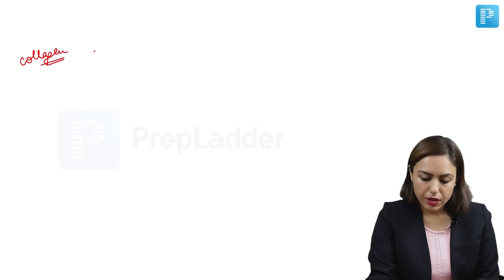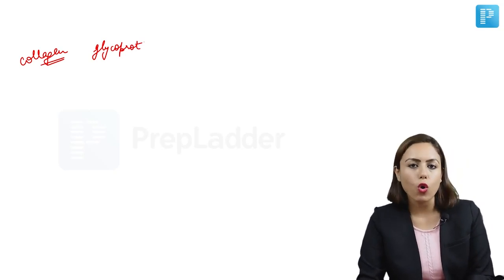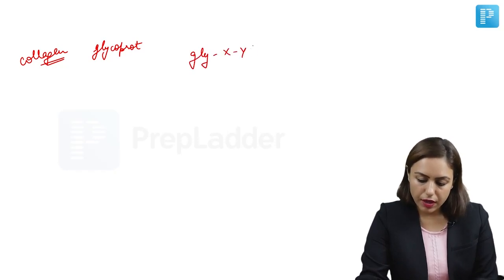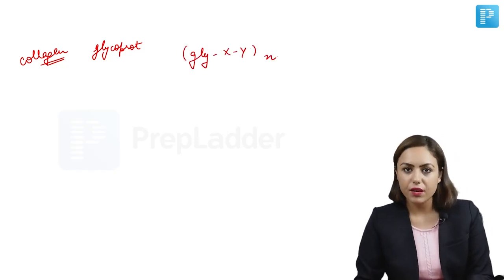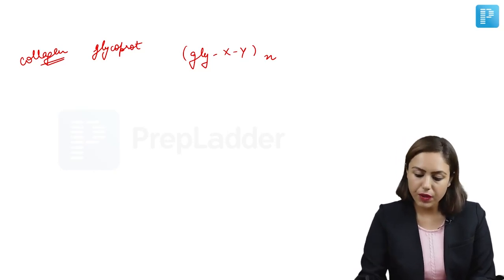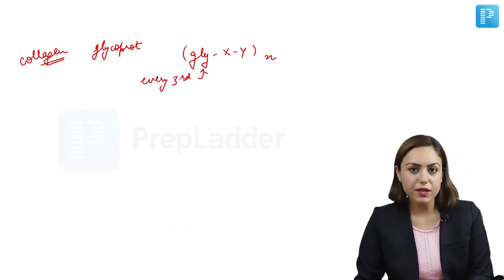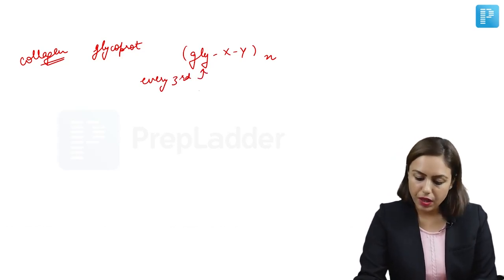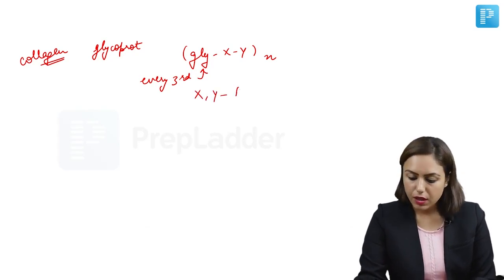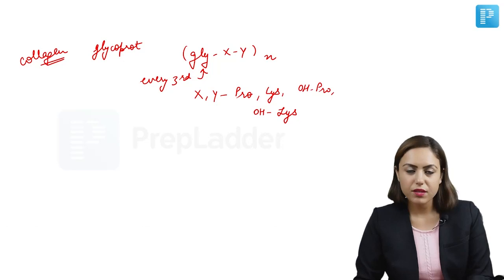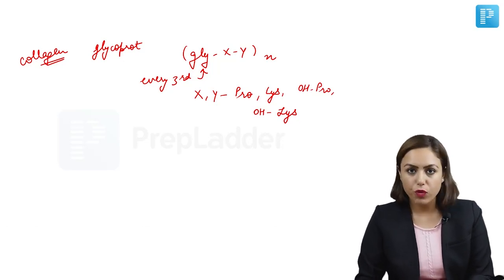Collagen is a glycoprotein. It is the most abundant of all human proteins. The primary structure of collagen is glycine-X-Y repeated again and again, n number of times, right? So we can say that every third amino acid is glycine. And X and Y can be proline, lysine, hydroxyproline or hydroxylysine, right?